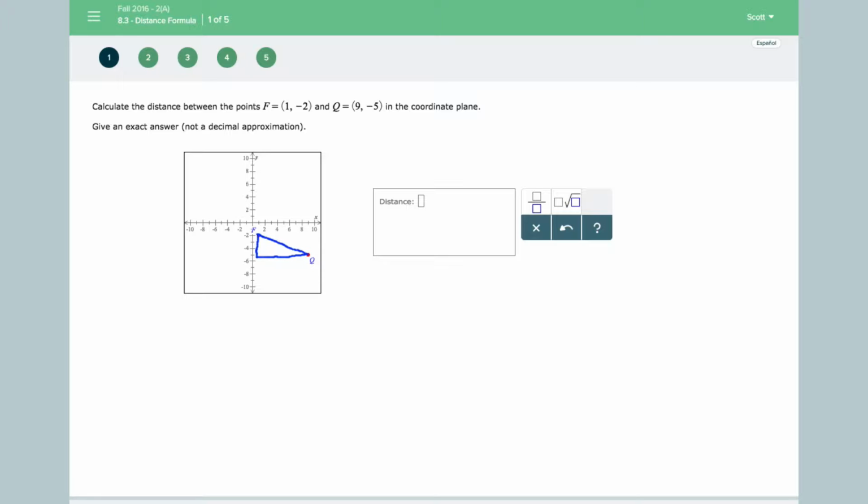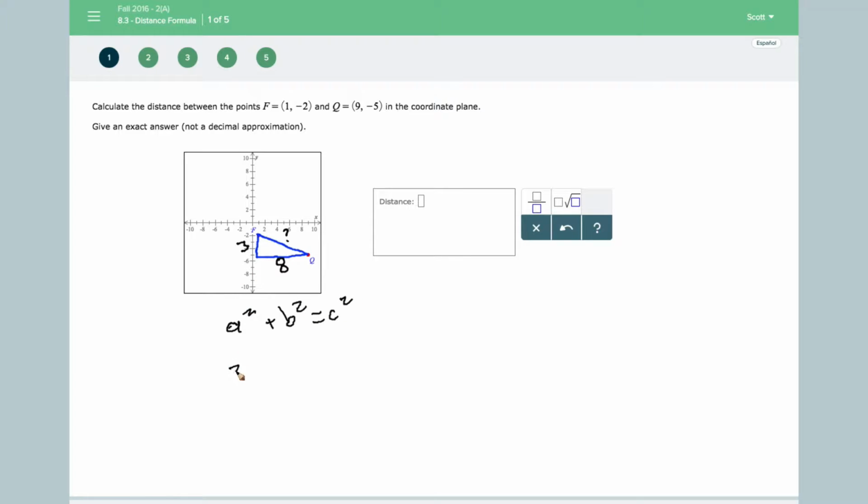Now, with this right triangle, this side right here, from -2 down, is 3 units long. And from 1 all the way over here to 9, this one is 8 units long. Well, how do we find the distance of that third leg? We always use the Pythagorean theorem, which is a squared plus b squared equals c squared.